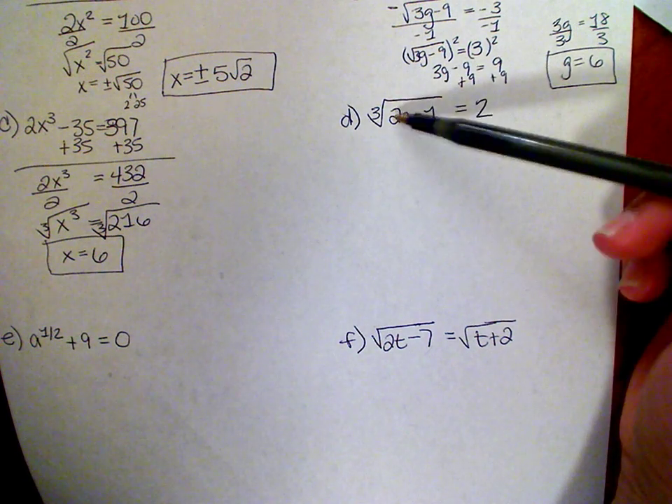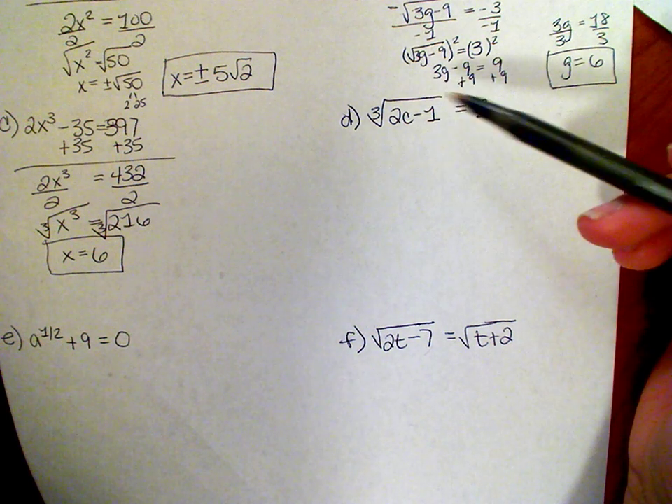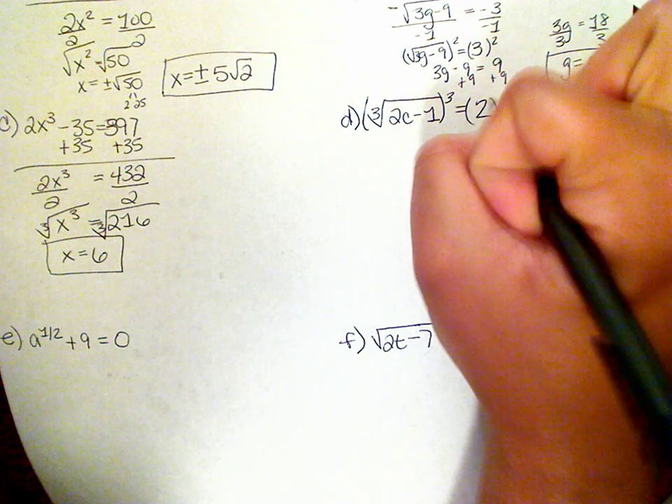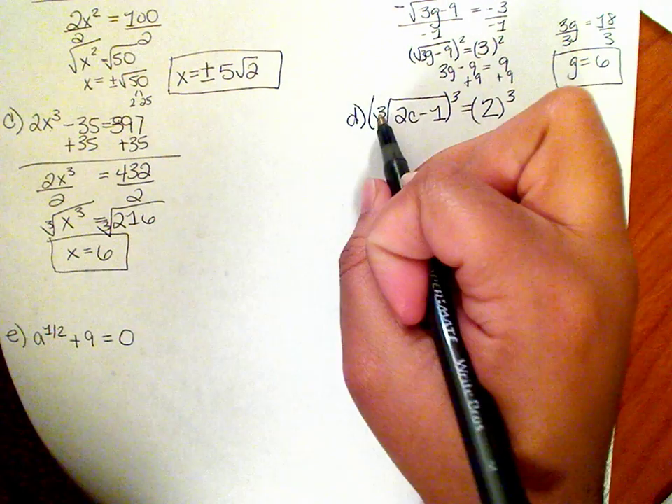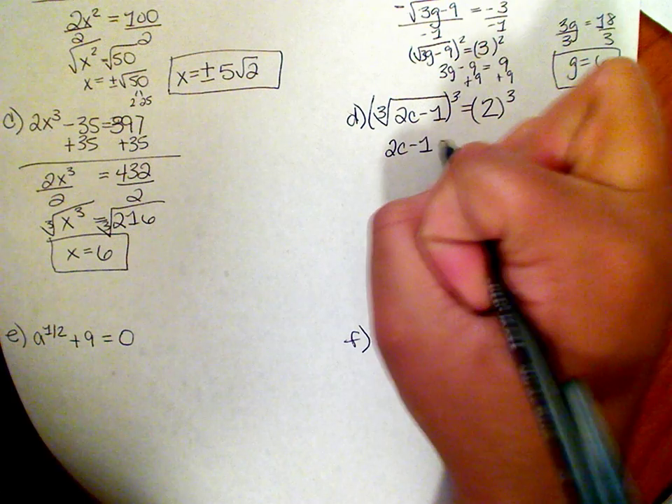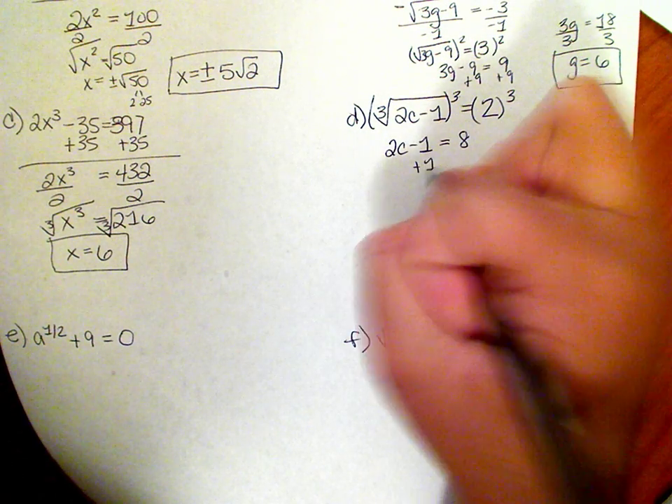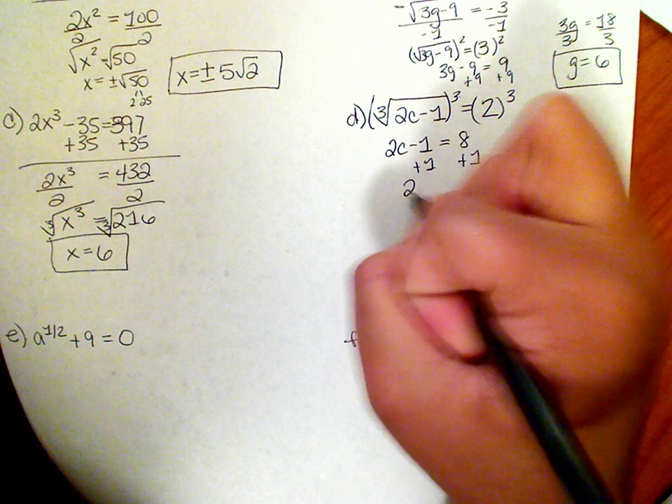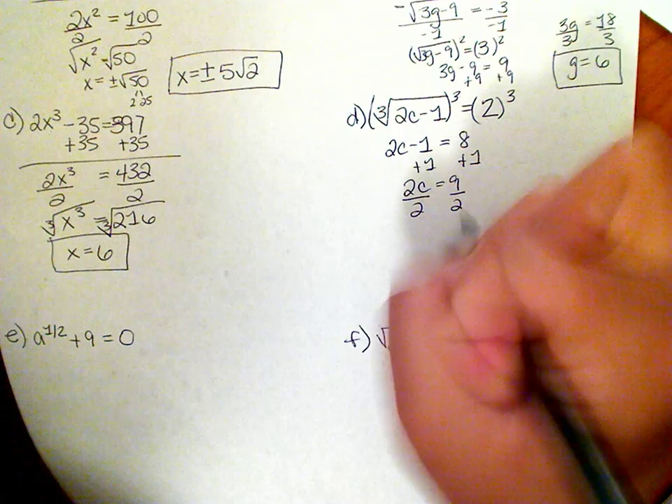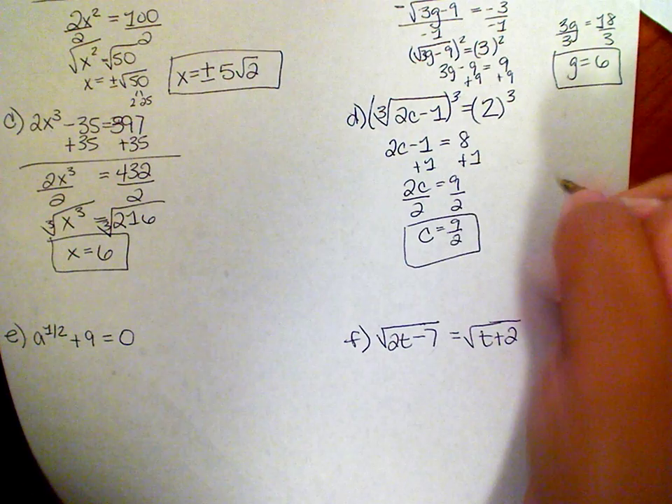So we have the cube root of 2c minus 1 equals 2. So to get rid of the cube root, we are going to cube both sides. So the cube root and the cube cancel, so we're left with 2c minus 1 on the left hand side. 2 cubed is 8. We're going to add 1 to both sides. So 2c equals 9. Divide both sides by 2, so c equals 9 halves.